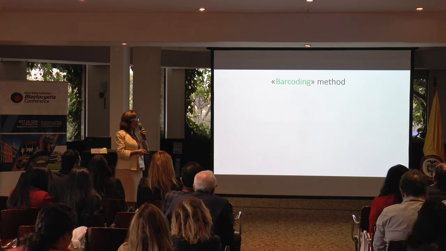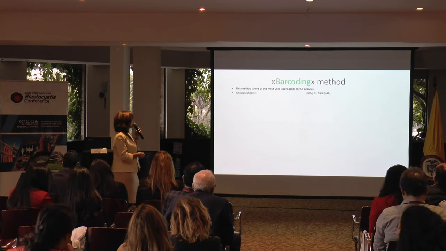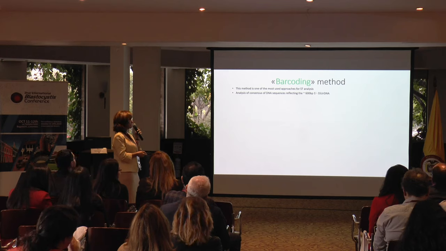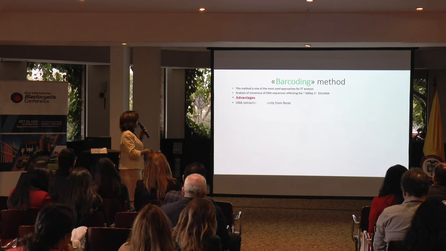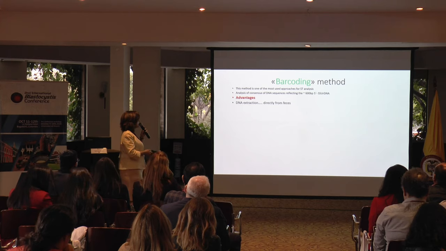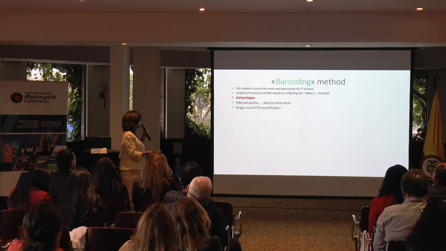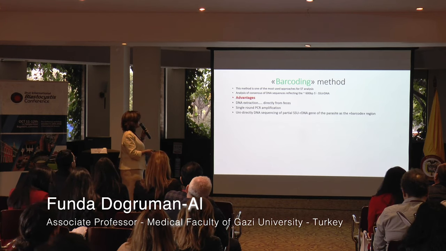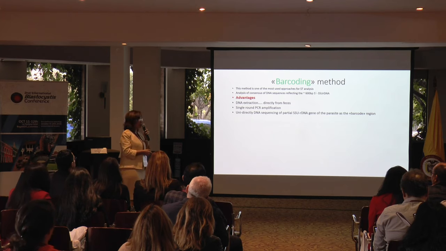And then the barcoding method. This method is commonly used for research. Analysis of consensus of DNA sequencing reflecting the 600 base pair 5 prime of small subunit ribosomal DNA. And advantages: for DNA extraction, we can use fecal samples, fresh or frozen, and it needs single round PCR amplification, and then unidirectional DNA sequencing of partial small subunit RNA gene of the parasite, as the barcode region.